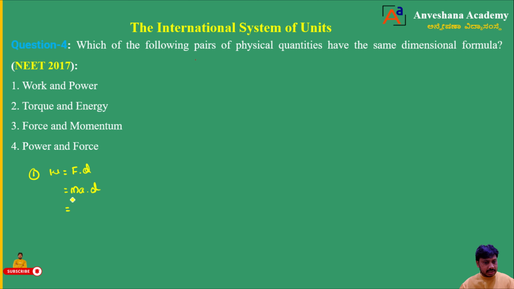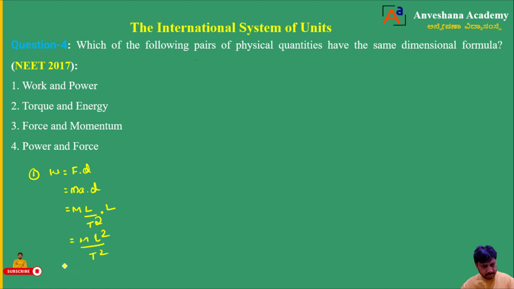What is the fundamental quantity for mass? That is capital M. Then a is acceleration, that is meter per second square. Meter is L, and second square is T square. Then the distance is L. Now M into L into L becomes L square divided by T square.